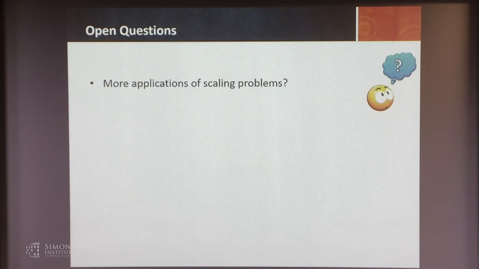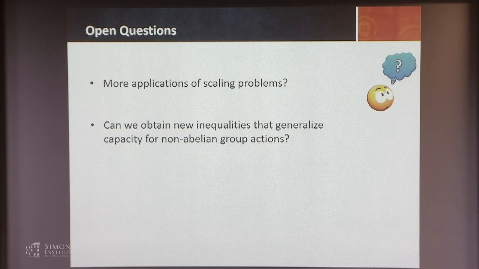So I'm going to finish with some open questions. Can we get more applications of these scaling problems? We saw one for optimization, and we even saw an unexpected application in functional analysis, right? Another question is, can we get new inequalities that generalize the capacity for non-abelian group actions? Because this capacity, in invariant theory, you can define in much more general terms, okay? And Gurvits already has the capacity for hyperbolic polynomials with inequalities like these. Can we get more inequalities, for example for these capacities even for operator scaling?